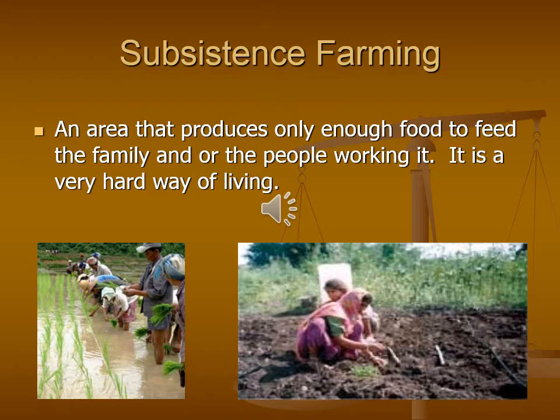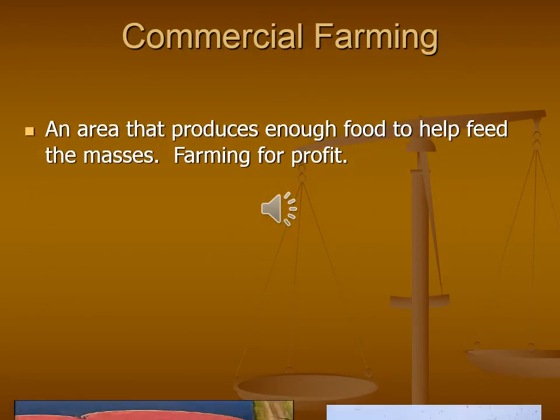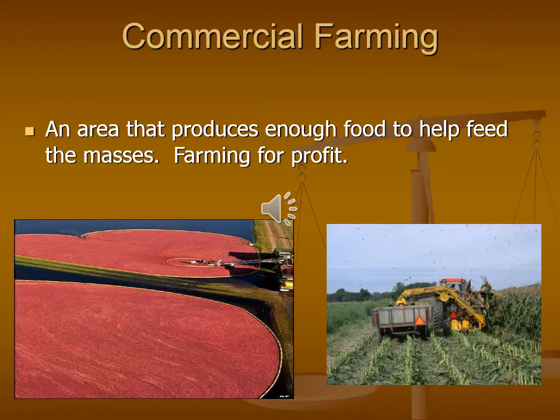Subsistence farming. Subsistence farming is an area that produces only enough food to feed the family and or the people working it. It is a very hard way of living. So, commercial farming. Commercial farming is an area that produces enough food to help feed the masses. Farming is for profit.